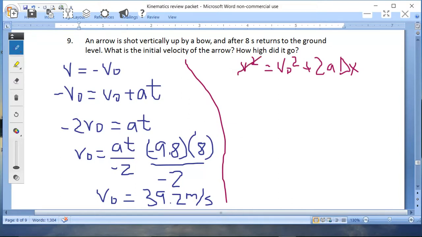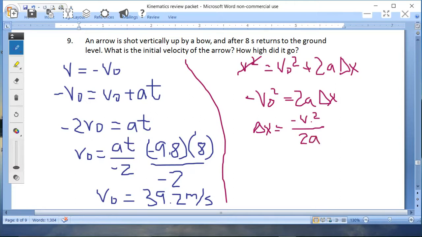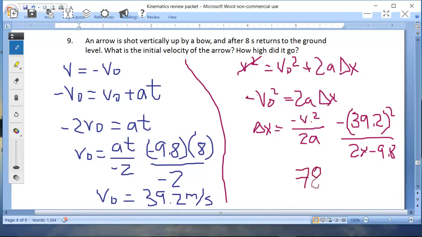Here I can simply set v equal to 0. Rearranging my equation, I get the expression negative V0 squared is equal to 2a delta x, and that delta x is equal to negative V0 squared divided by 2a. I can now plug in my numbers of negative 39.2 squared divided by 2 times negative 9.8. Doing this calculation, I get the final answer of 78.4 meters.